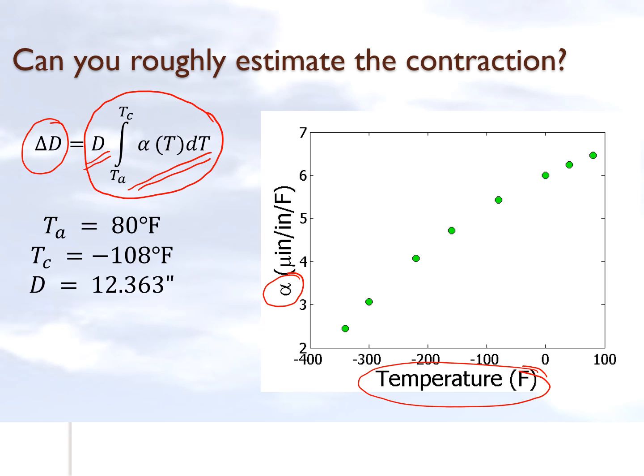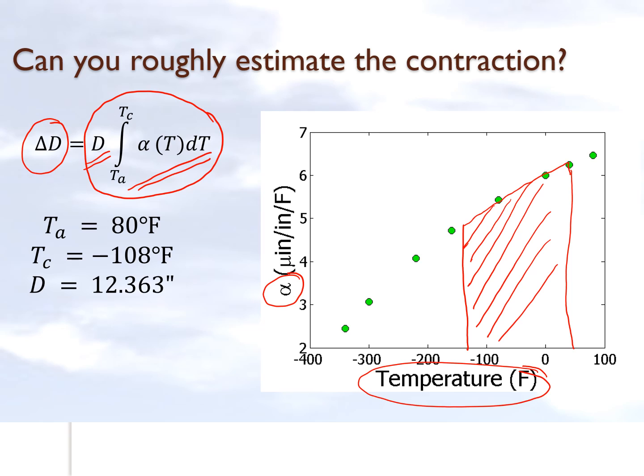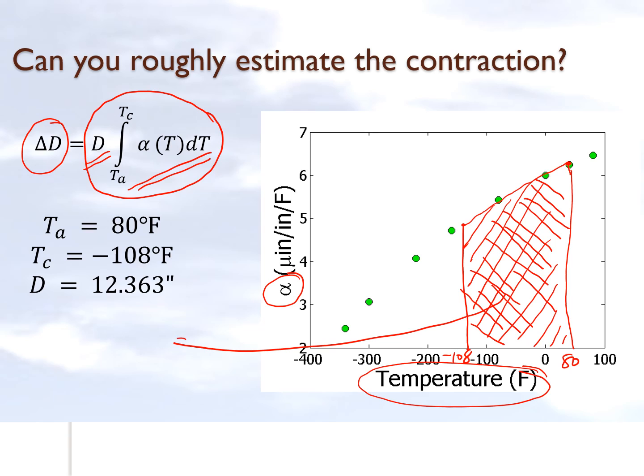So let's see, can we roughly estimate the contraction? What we can do is say, I was at 80 degrees. That's the alpha at 80 degrees. At minus 108, it is this. So I'm going to simply draw a trapezoid here. And this is 80. This is minus 108. I'm just doing a rough estimation on the first day of class. So let me see what the area under the curve is. Although the curve is given only at discrete data points, can I find out the area under the curve? This area under the curve, which you're finding out here, is a trapezoid.